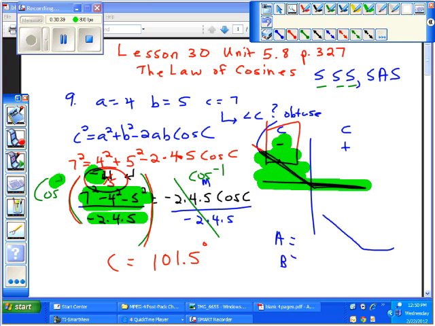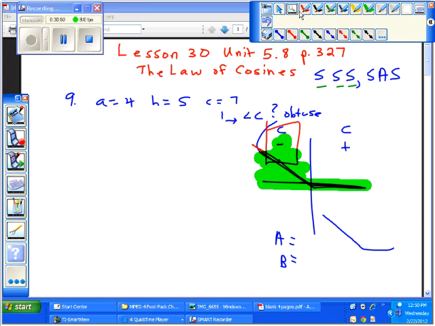What we need now is angle A and angle B, right? We knew the sides, so now we need angle A and angle B. Well, to find angle A and angle B, we can use our law of sines now. Now, what we know both of is C. So we're going to say sine C, 101.5, over little c, 7, is equal to sine A over little a, 4. And we can solve for angle A.